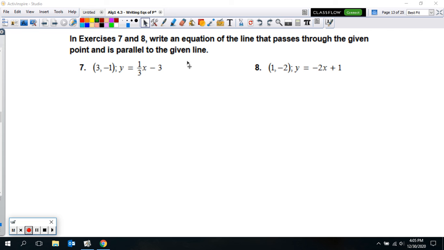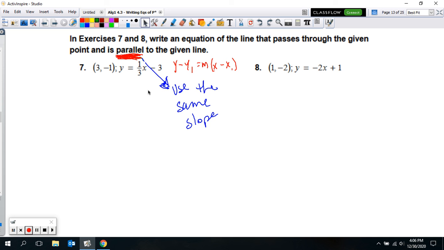We're going to use, just like we learned in the last lesson, the point-slope equation, where we put in our ordered pair. The x and the y numbers go in where x1 and y1 are, and then we put in a slope. What slope do we use? Since it says parallel right here, we need to use the same slope as the given line. So we need to identify the slope of our line here and use that slope. Our slope right there is 1/3. That's the slope we're going to use with this ordered pair to write an equation.